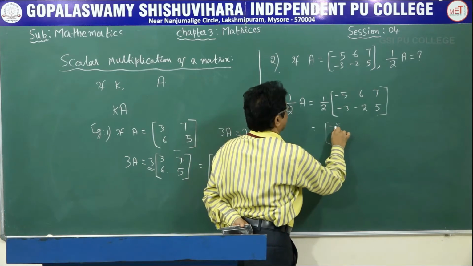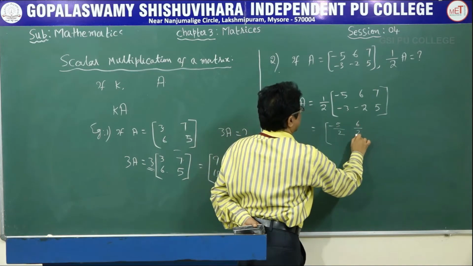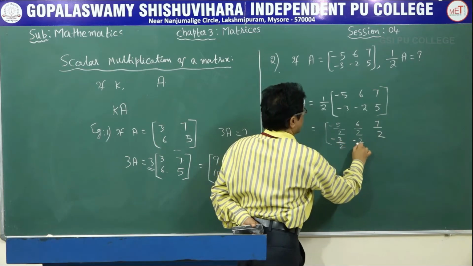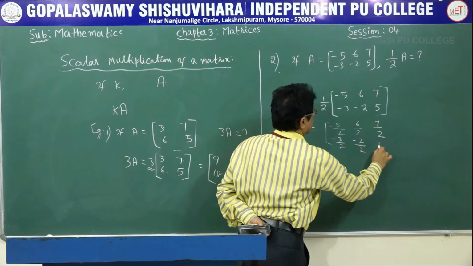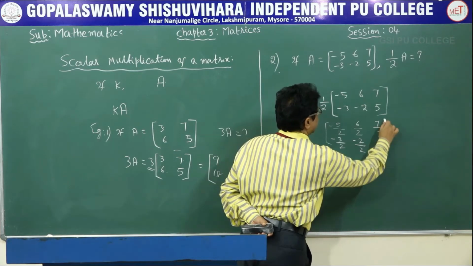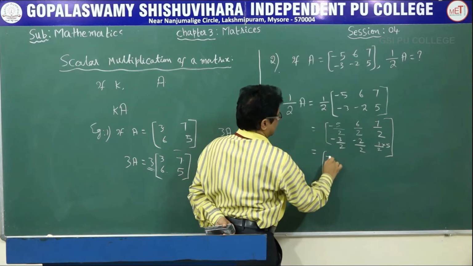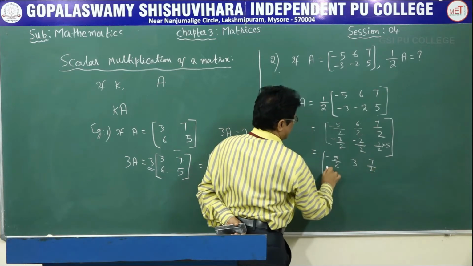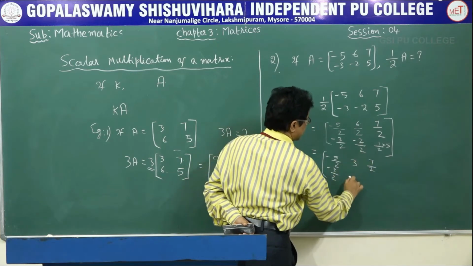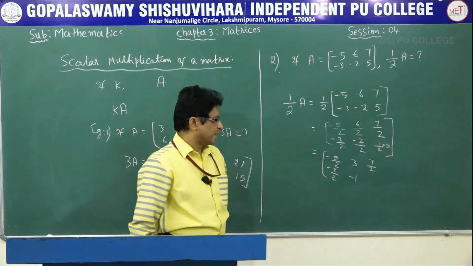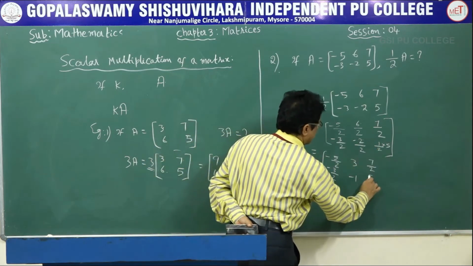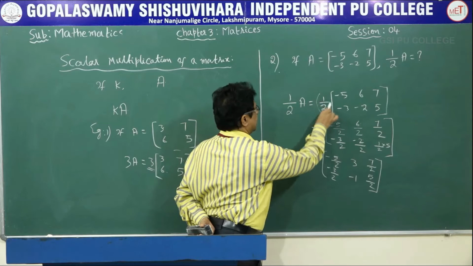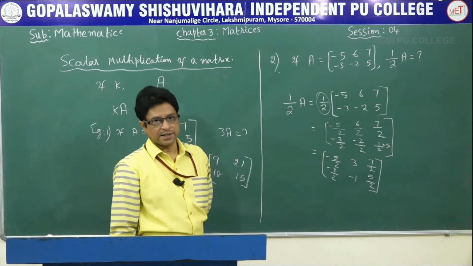That is minus 5 by 2, 6 by 2, 7 by 2, minus 3 by 2, minus 2 by 2 and half into 5, that is 5 by 2. That will be equal to minus 5 by 2, 6 by 2 is 3, 7 by 2, minus 3 by 2, minus 2 by 2 is minus 1, and 5 by 2. Here half is the scalar or a constant.